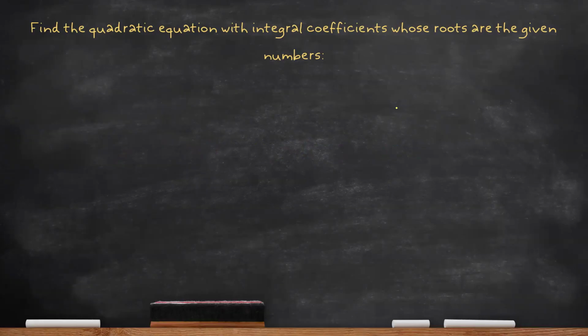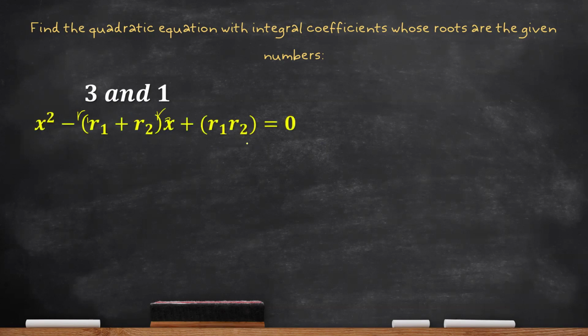Okay, so find the quadratic equation with integral coefficient whose roots are the given numbers. So first is 3 and 1. So these are the roots or the solutions. So 3, we can say that this is root 1 and 1 will be root 2. So applying the formula to get the equation, so we're going to have x squared minus, it's always minus, okay? Minus r1, so 3 plus r2, so 3 plus 1 times x, okay, plus r1 times r2. So it is now 3 times 1 equals 0.